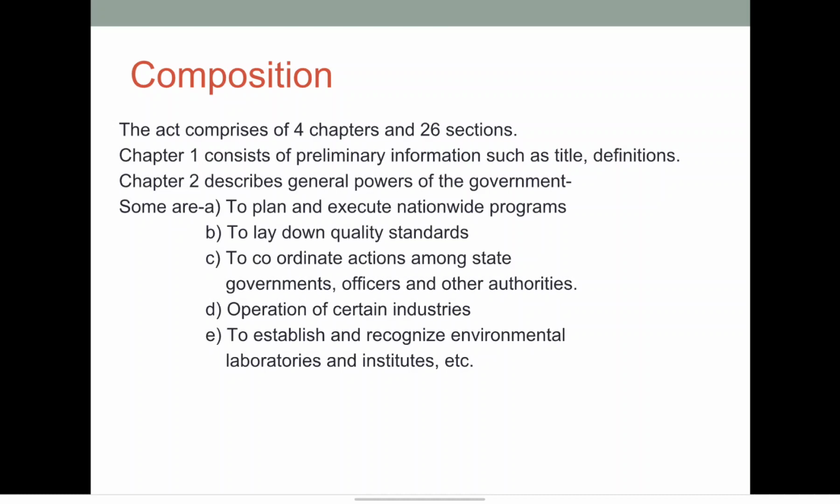So all of this power, that is operation of certain industries, lies with the central government. To establish and recognize environmental laboratories and institutes. Now, we will always support research in the field of environment, because there is a need for research today. And for that, we need environmental laboratories and institutes which will carry out systematic research of various environmental problems in our country by considering the past data and the present data. So all of these powers have been given to the central government.